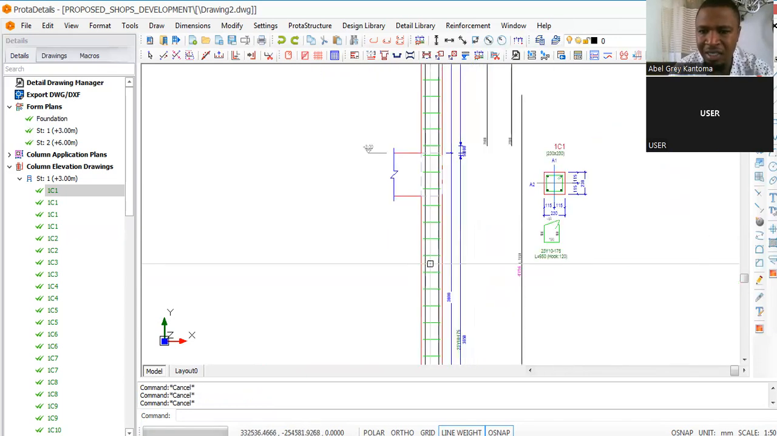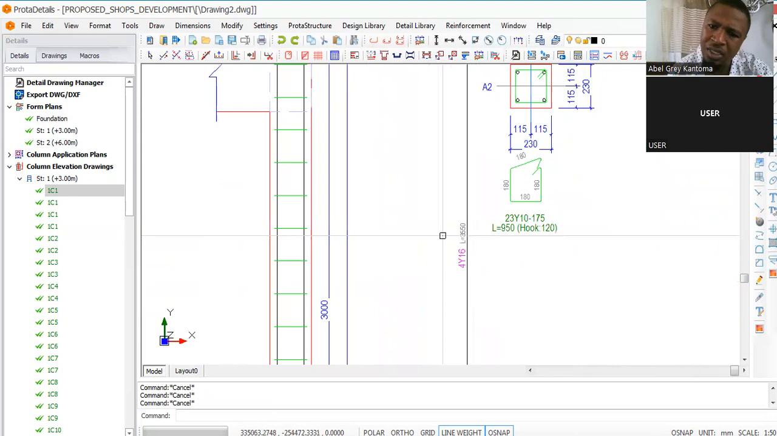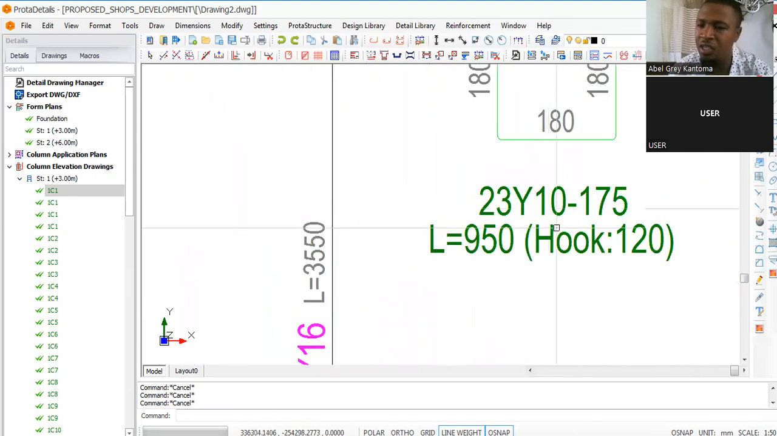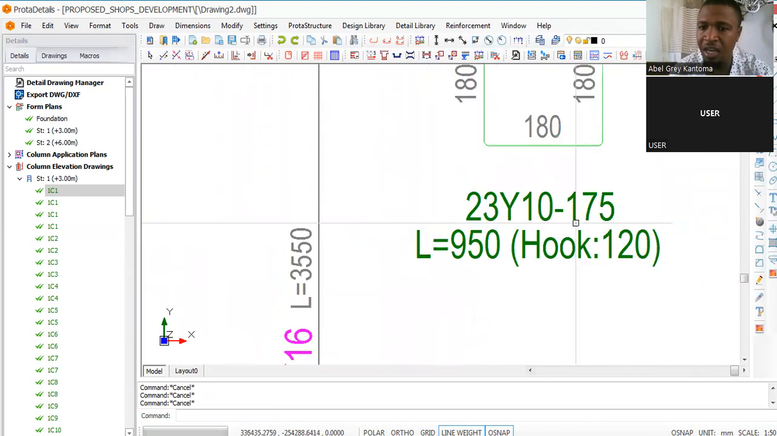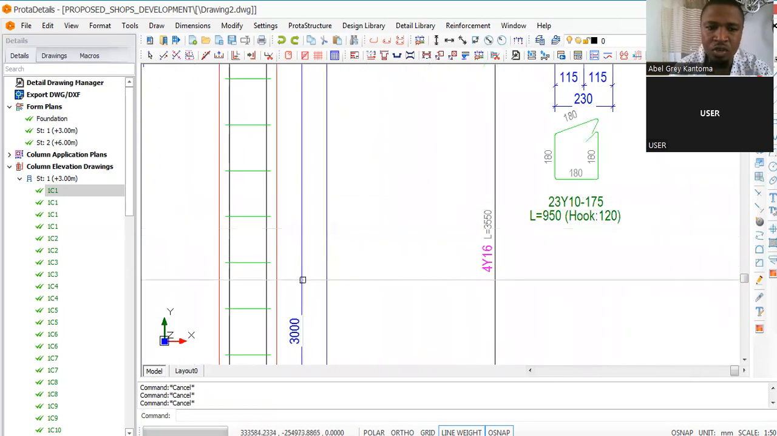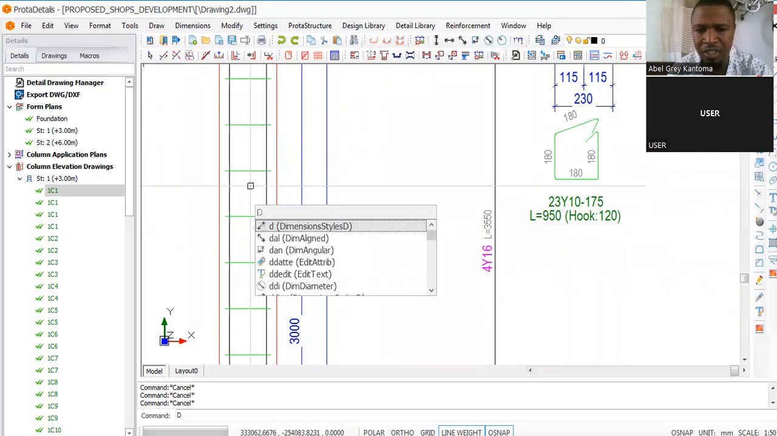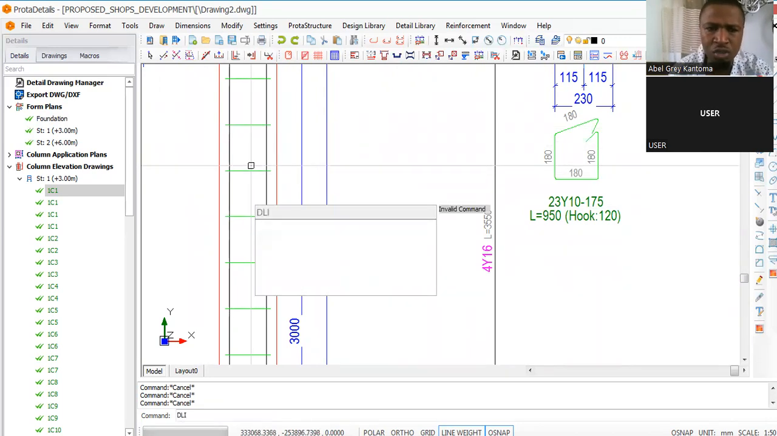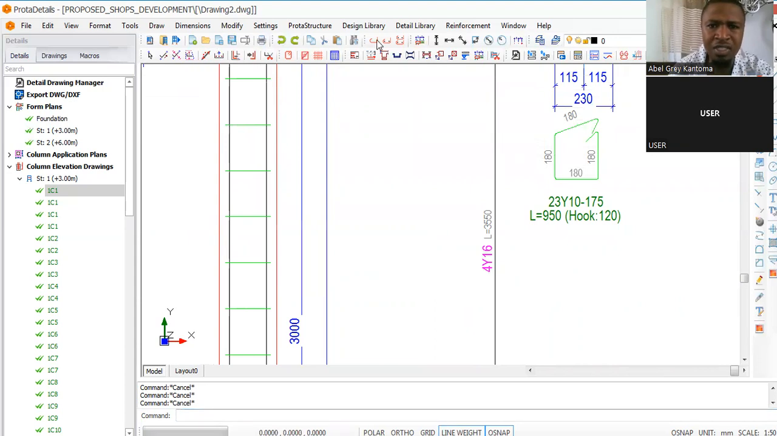While this link, let me confirm what the link is. The link is Y10 at 175. So these are the links, Y10, Y10, Y10 at 175. If it is drawn to scale, by the time you measure, it's supposed to even give you 175.